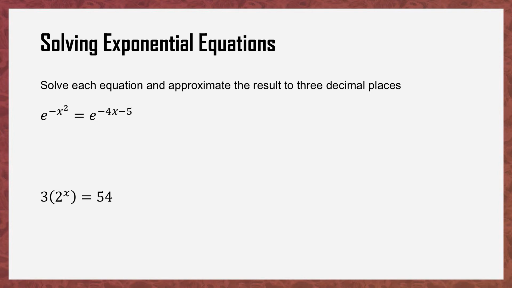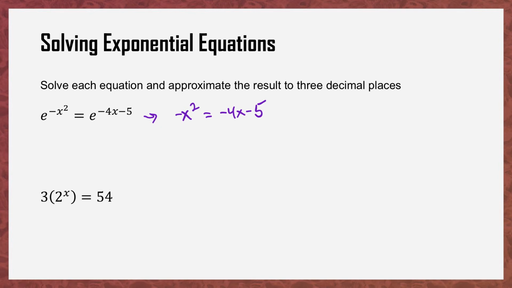So we can use the one-to-one property here just to say that we no longer care about the e's. All we care about is -x squared equals -4x minus 5. One-to-one property. Okay, that's great. But now we have a quadratic, and the way that I'm going to solve that is I'm going to add x squared to the right side and set it equal to 0. And then I could factor or use the quadratic formula, depending on which would work best in this problem.